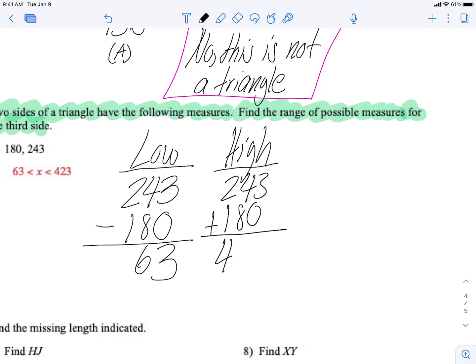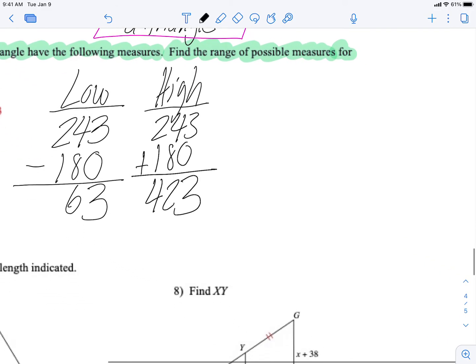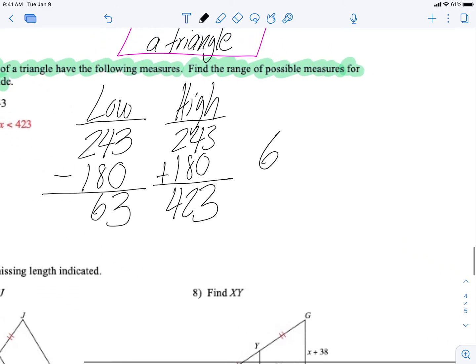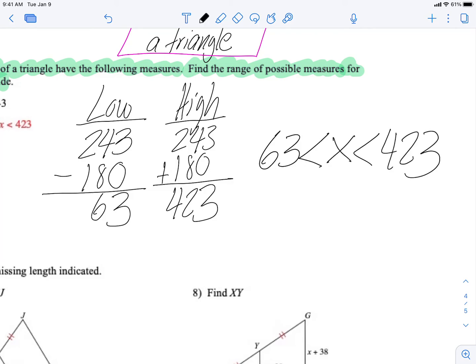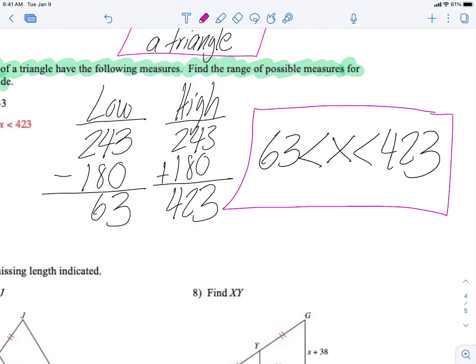And we get 423. So that means that our solution, our low, is 63 less than x less than 423. And there you go. This is our range.